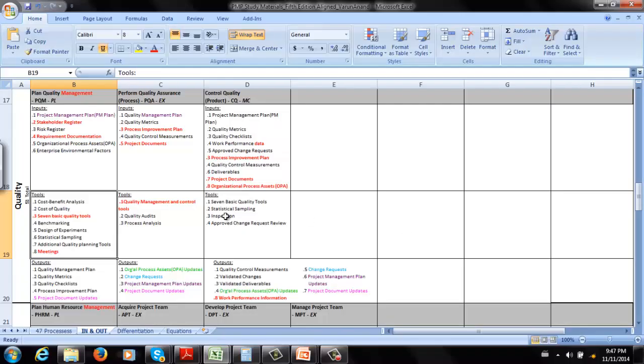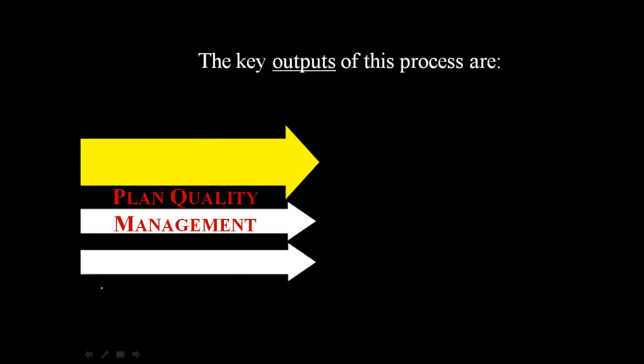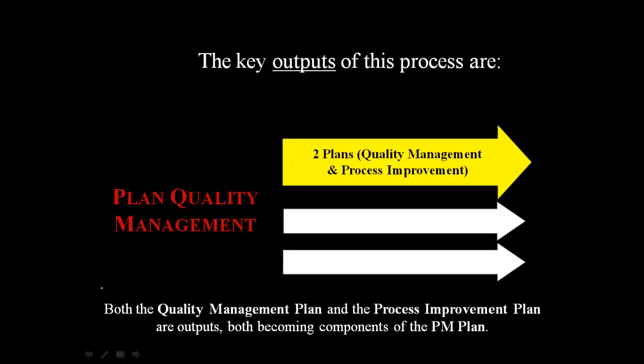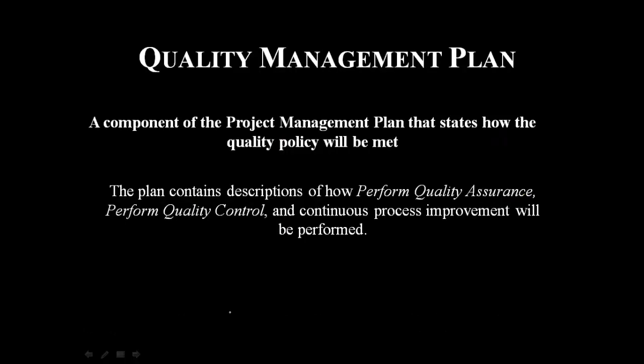So let's see what the key outputs are. For the key outputs, let's go back to our ITTOs sheet. The first is the quality management plan, and the process improvement plan. So this is the quality management plan. Let's see what this is. A component of the project management plan that states how the quality policy will be met. Again, how we will proceed, what kind of tools we will be using, all these things will be covered in the quality management plan. The plan contains a description of how quality assurance, quality control and continuous process improvement will be performed.